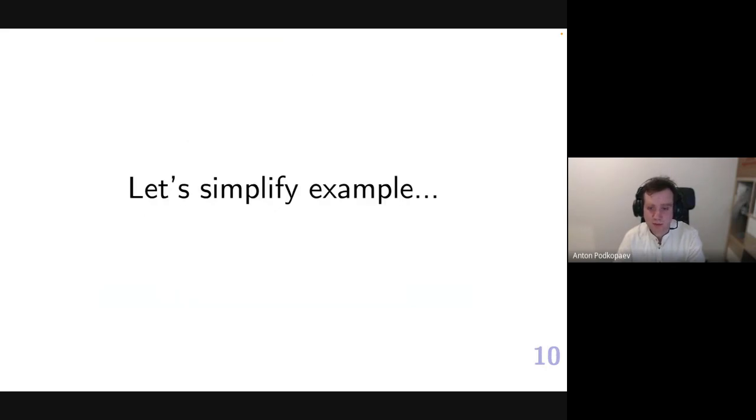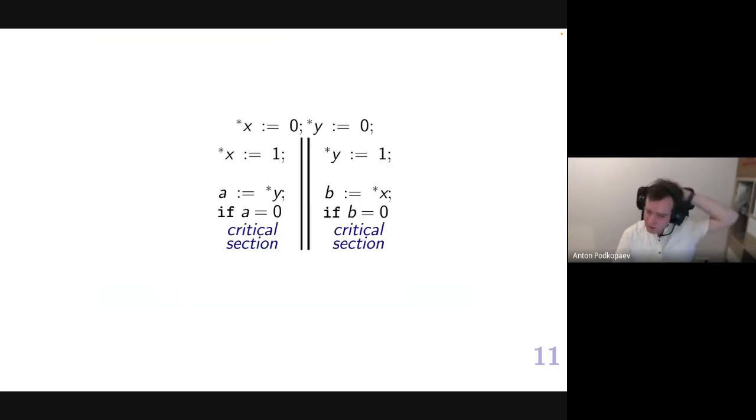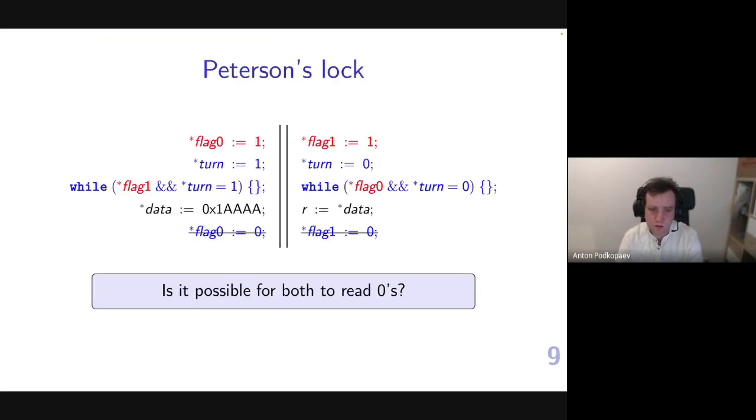So let's simplify the example, and instead of having the whole Peterson's lock, we'll just leave the accesses to flag 0 and 1, and actually here I renamed them to X and Y. So let's once again look at these accesses. Here, in the left thread, we write to flag 0, and in the right thread we write to flag 1, and then we do reads.